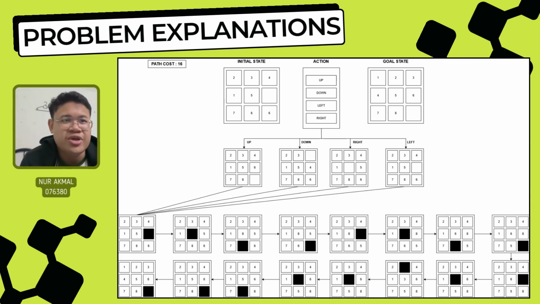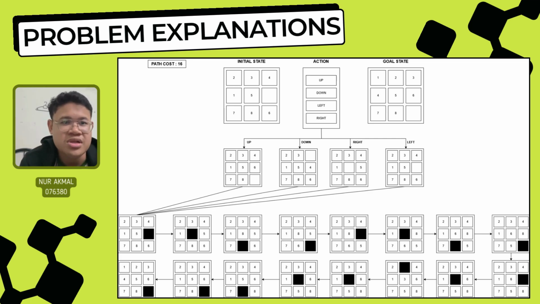To solve this puzzle, we can move the blank tile in 4 directions: up, down, left, or right. Each move changes the arrangement of tiles and brings us closer to the goal. Below the main state, you can see the search tree. Each box represents a possible configuration. After performing one of the actions, the arrows show how the puzzle evolves step by step.